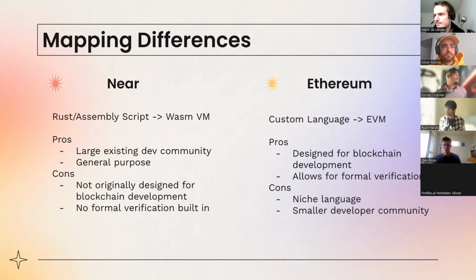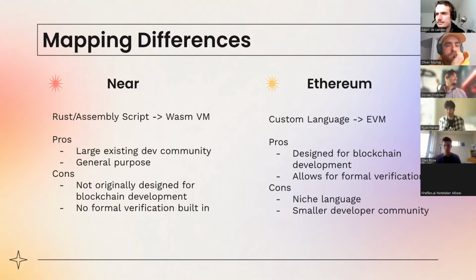And now when we're building on Ethereum, we have our custom language that it's using, which is Solidity, which compiles to the EVM. And one of the nice things about the EVM is that there's actually quite a few blockchains that are EVM compatible. So you can sort of take your Solidity code and run it on multiple different blockchains, which is quite convenient. Some of the pros, again, Solidity is designed for blockchain development.